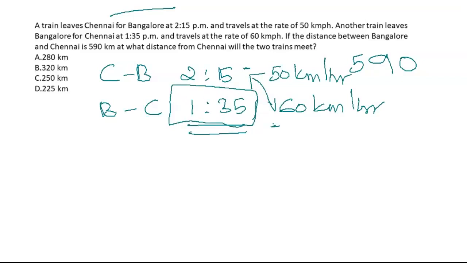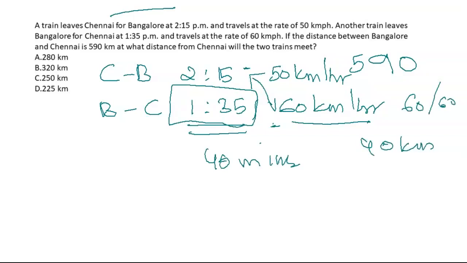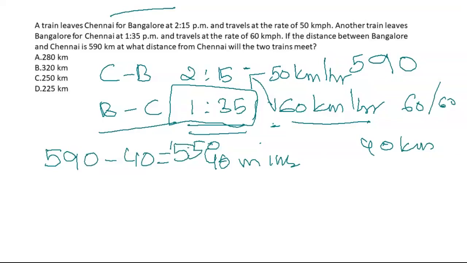So this train gives you 60 kilometers per hour. So 60 kilometers for 60 minutes. This is now 1:35 to 2:15. I think it's 40 minutes. So in 40 minutes you have traveled how many kilometers? 40 kilometers. The train from Bangalore to Chennai would have traveled 40 kilometers. So before relative speed becomes active, 590 minus 40 kilometers is already done. Which means the pending distance for relative speed is 550 kilometers. Okay. Should we ask for time?